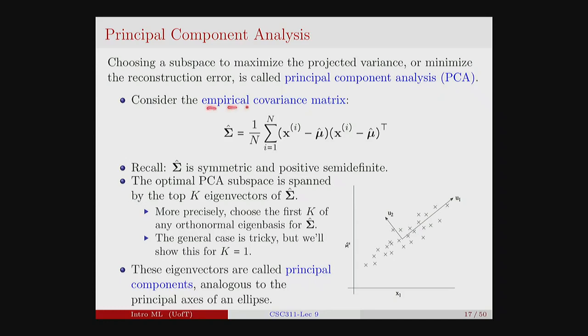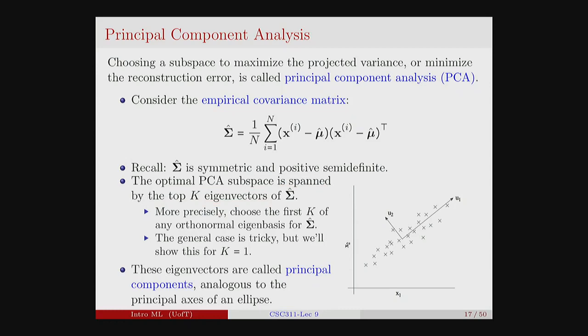So we're going to start out by considering this matrix called the empirical covariance matrix that we reviewed when we talked about Gaussian discriminant analysis. This is just the outer product of the difference in means averaged across all the data points. So sigma hat is a symmetric and positive semi-definite matrix. And what that means is that all of the eigenvalues of your covariance matrix are non-negative. That's a property we'll make use of when we think about how to learn this matrix U, our projection matrix. So the optimal PCA subspace we're going to show is spanned by the top k eigenvectors of sigma.